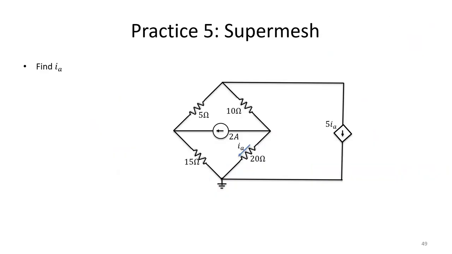All right, so our next practice involves using a supermesh. In this circuit, we are being asked to find the current IA. Notice IA is actually the current going through our 20 ohm resistor, and there's also a dependent current source that depends on 5IA. As hinted in this question, a good strategy is to use a supermesh.